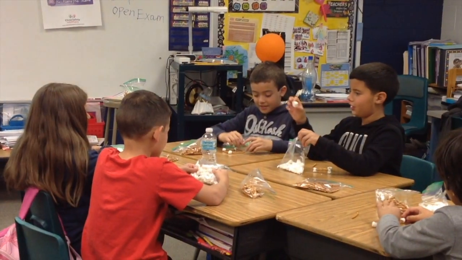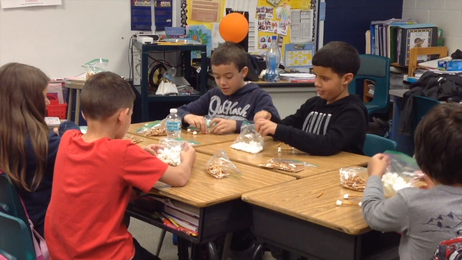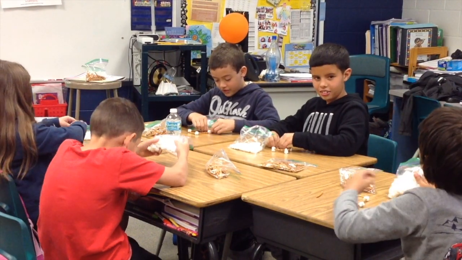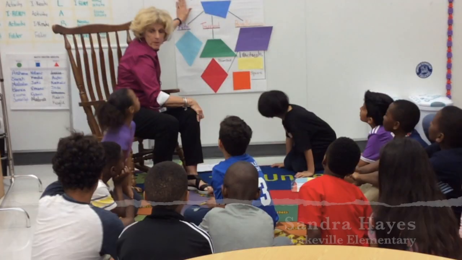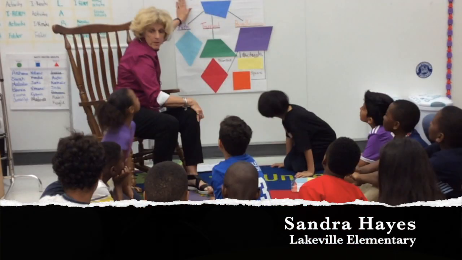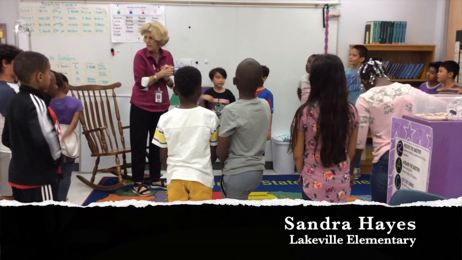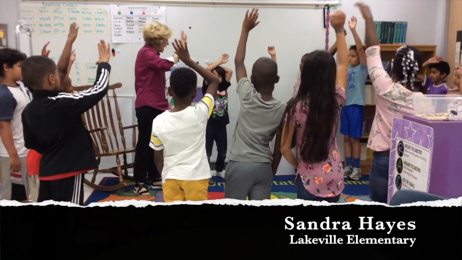An observer should see lots of student interaction, and the teacher should be listening carefully to the interaction for possible errors or misconceptions. To prepare her 3rd grade students for a lesson on attributes of geometric shapes, Lakeville's Sandy Hayes has the kids pair up to create human versions of some basic quadrilaterals and identify their common traits.